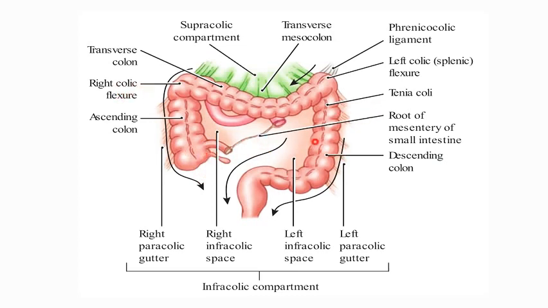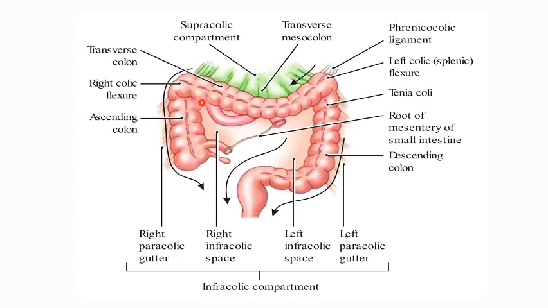In the infracolic compartment, this oblique line represents the root of the mesentery. So the mesentery is nothing but a peritoneal fold which is enclosing the coils of jejunum and ileum. The root of the mesentery here divides the whole of the infracolic compartment into two spaces once again. This is the right one, the right infracolic space. On the left side we have the left infracolic space. Right infracolic and left infracolic.